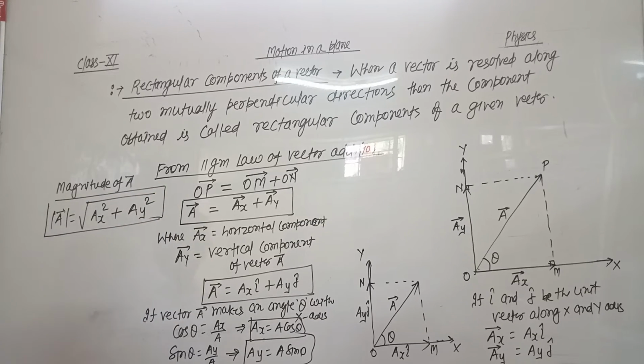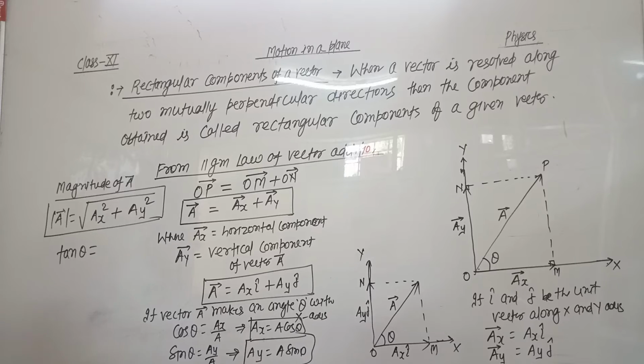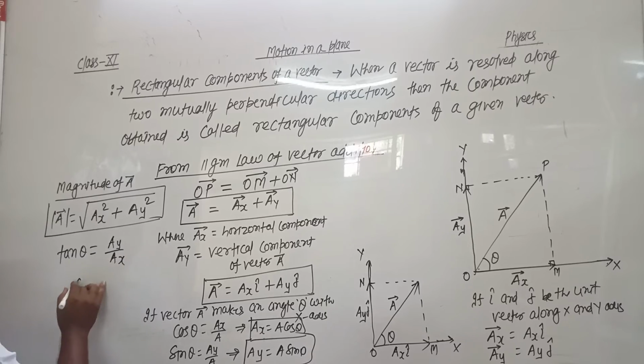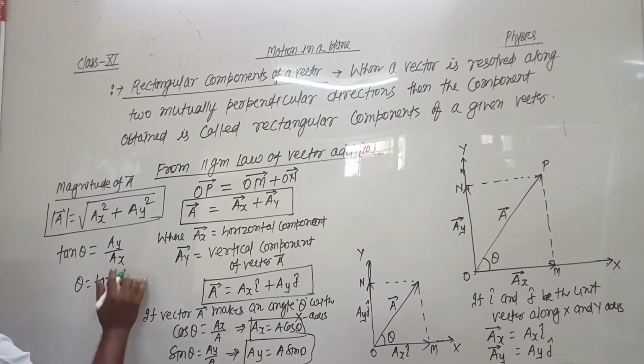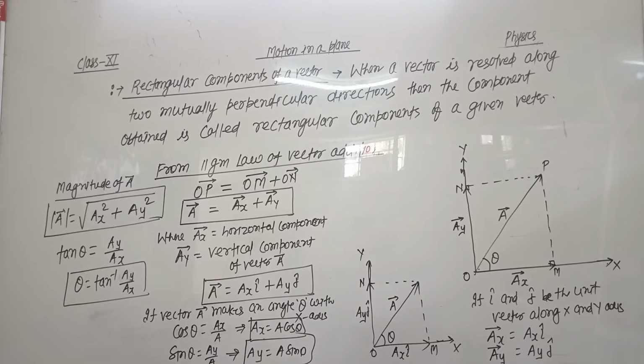And for finding the angle, we use the formula tan theta equals perpendicular upon base. So tan theta equals AY upon AX, and theta equals tan inverse AY upon AX. This is the formula for finding the angle theta which vector A makes with the horizontal.